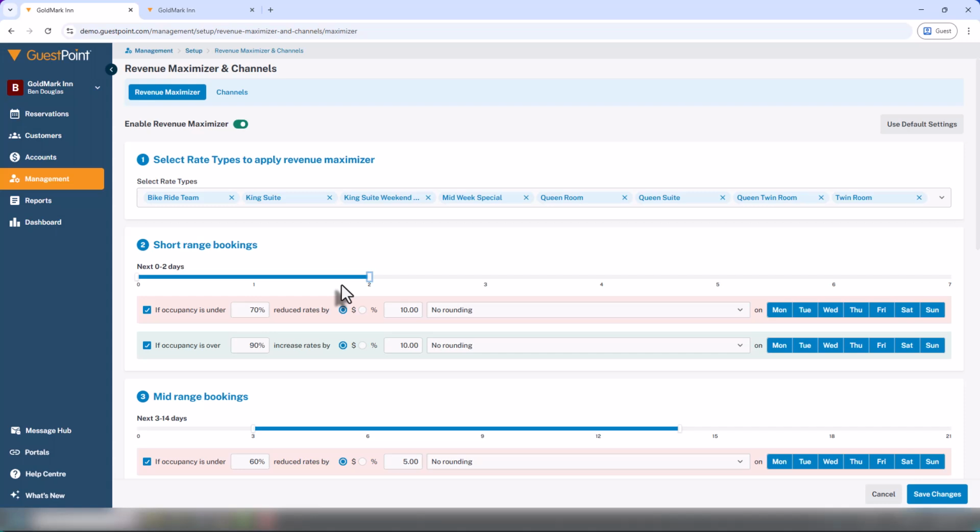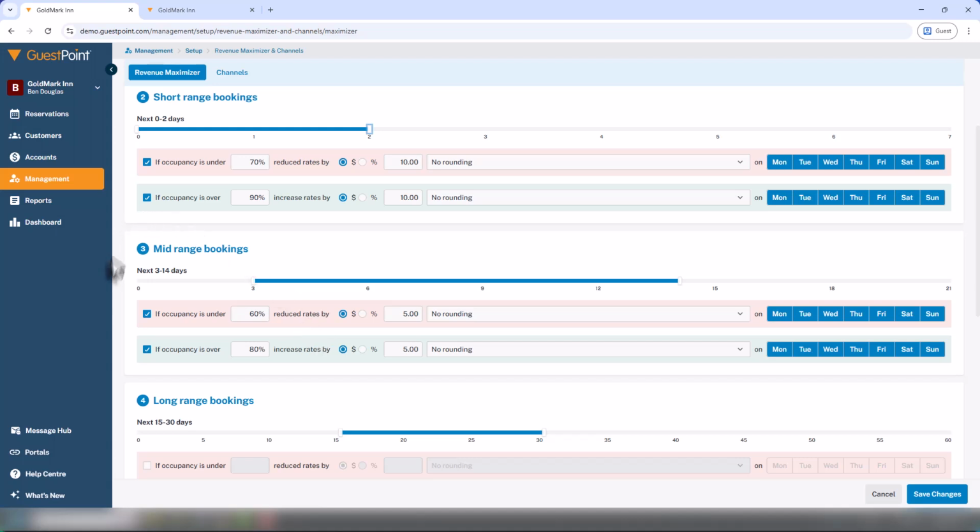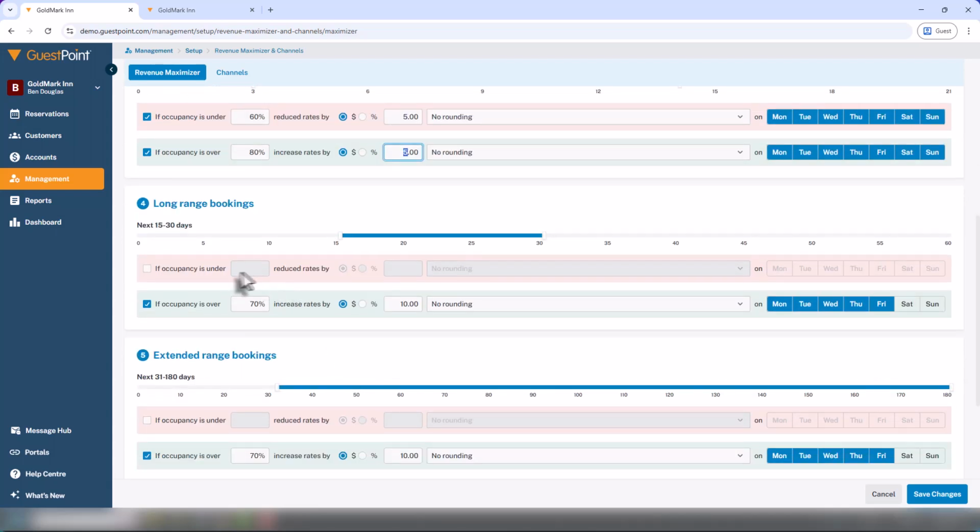Depending on the pattern, how your motel picks up bookings, we would adjust these days and the ranges where we're increasing or decreasing your room rate. And we've got different options, so we can do it over multiple stages. So 0 to 2 days, if occupancy is over 90%, we might increase the rate. But if we're 3 to 14 days out and we're already at 80%, we might increase by $5. We might know that if occupancy is over 70%, 15 to 30 days out, we always sell out, and we can confidently increase our rate by $30.